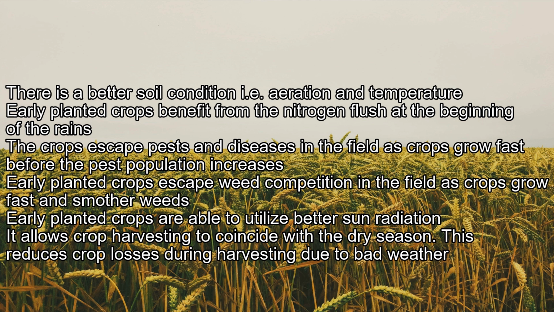Early planted crops escape weed competition in the field as crops grow fast and smother weeds. Early planted crops are able to utilize better sun radiation. It allows crop harvesting to coincide with the dry season. This reduces crop losses during harvesting due to bad weather.